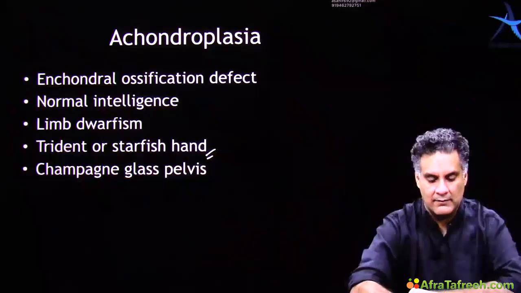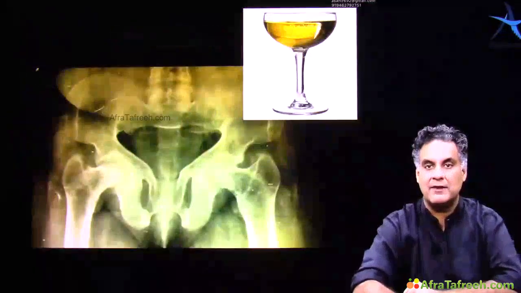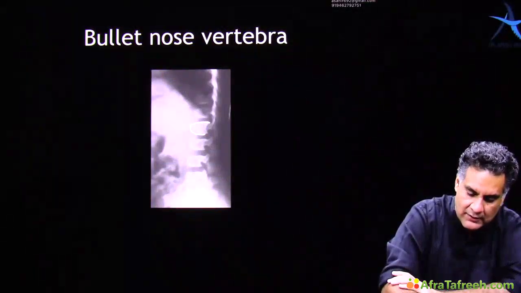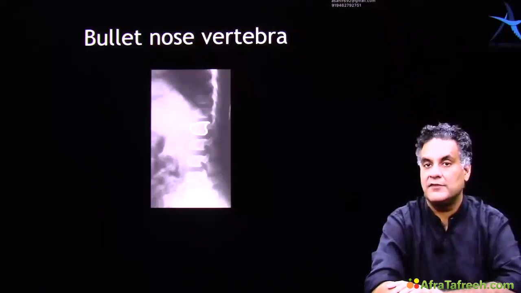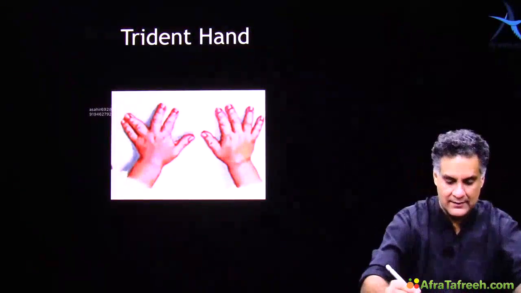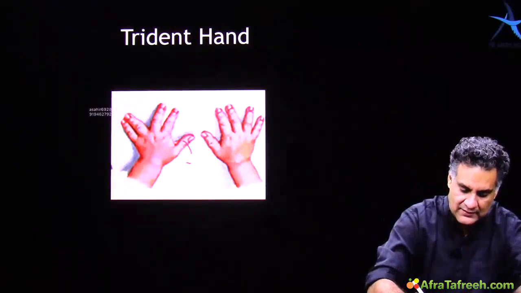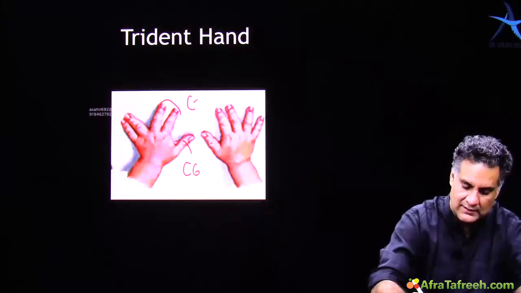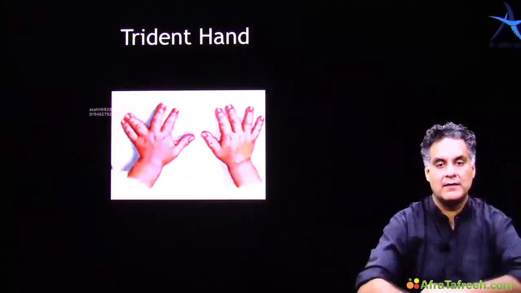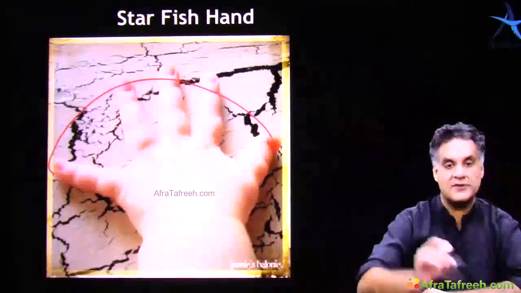They can have broadened pelvis called a champagne glass pelvis, or they can have the bullet shaped vertebra. So these are the features of the achondroplasia. This is trident hand. So I just told you C6, C7, C8. This is the sensory supply to remember, just a way to remember. This is all fingers equal, starfish hand.